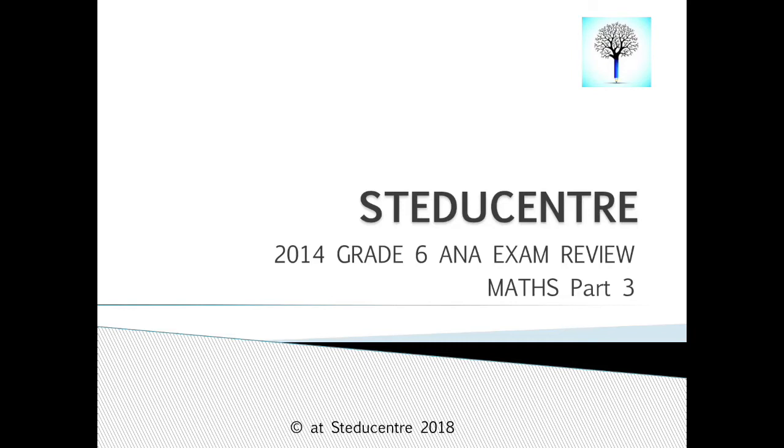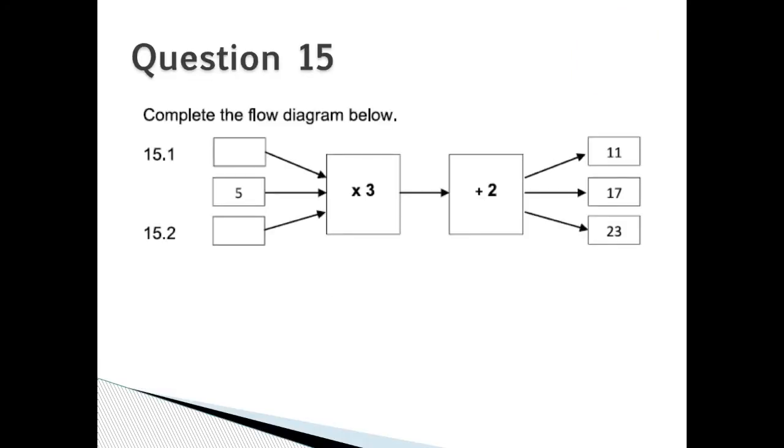Part 3. Question 15. Complete the flow diagram below. 15.1 has x times 3 plus 2 is equal to 11. An example you can use to solve the equation is 5 times 3 plus 2 is equal to 17. And 15.2 will be x times 3 plus 2 is equal to 23.